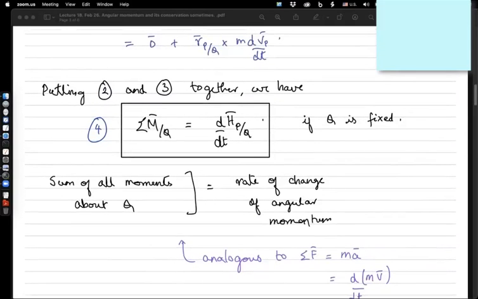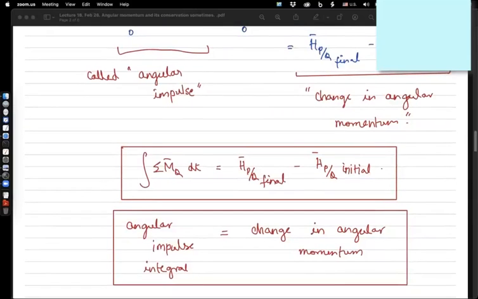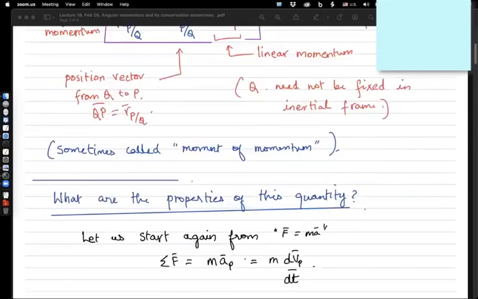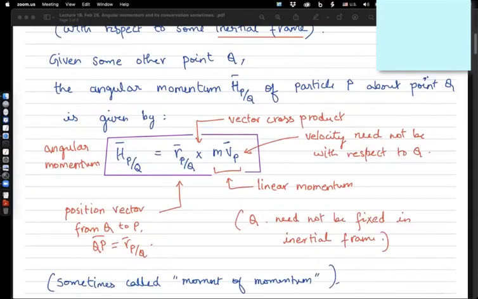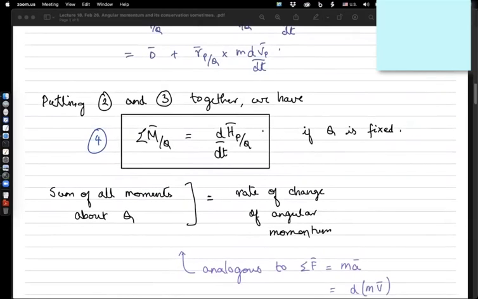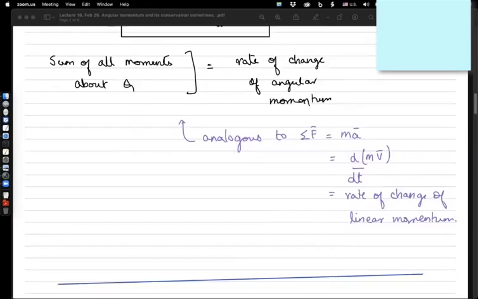So all we have are these two equations so far. Sum of all moments equals rate of change of angular momentum. Well, the integral of the moments equals change in angular momentum, period. And then we had a third equation up here, which is just the definition of angular momentum. Those are the three things so far. Good to have seen the derivation, but obviously we won't ask any derivation in the exam.